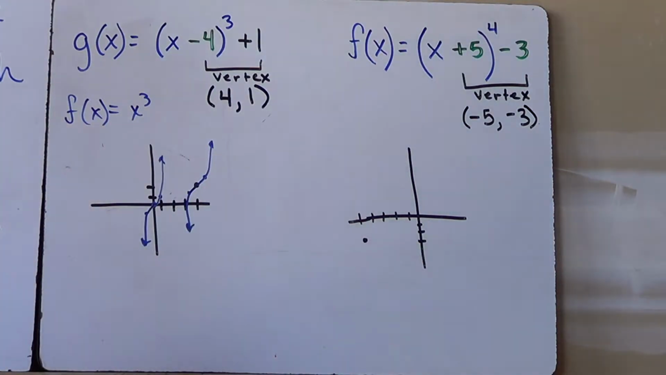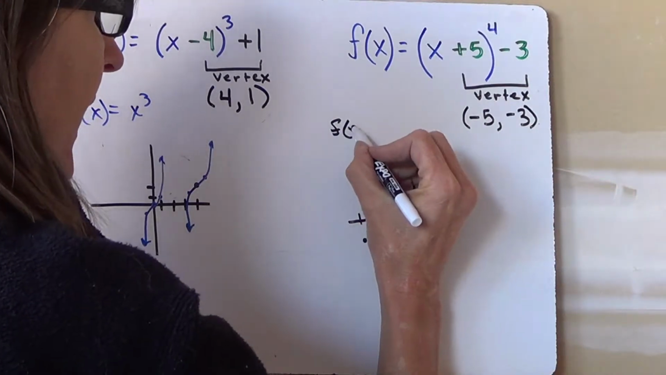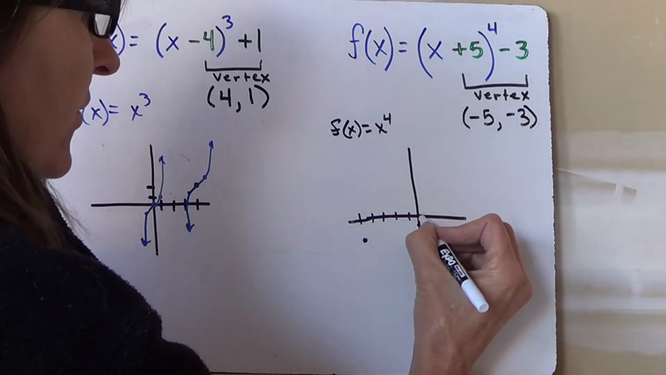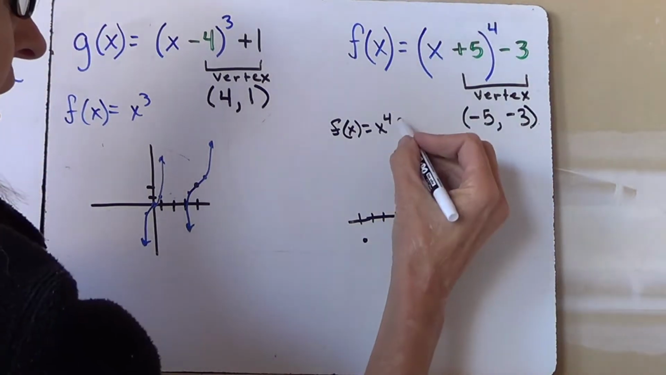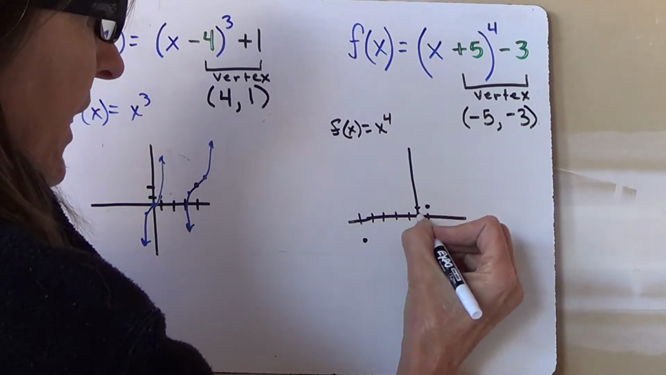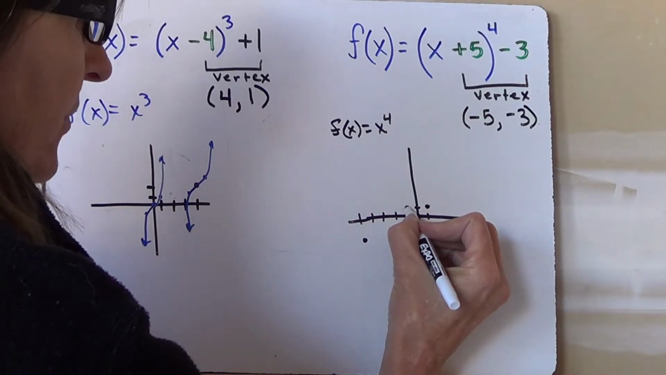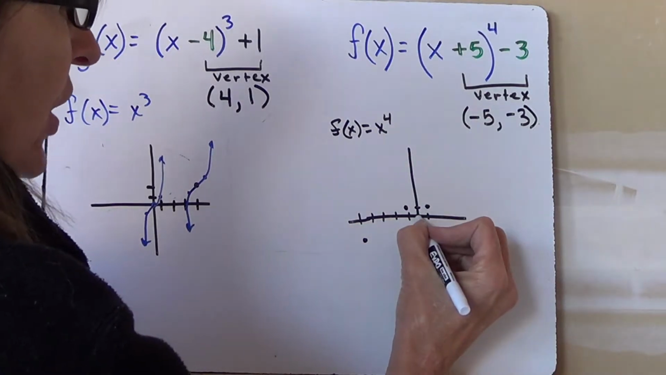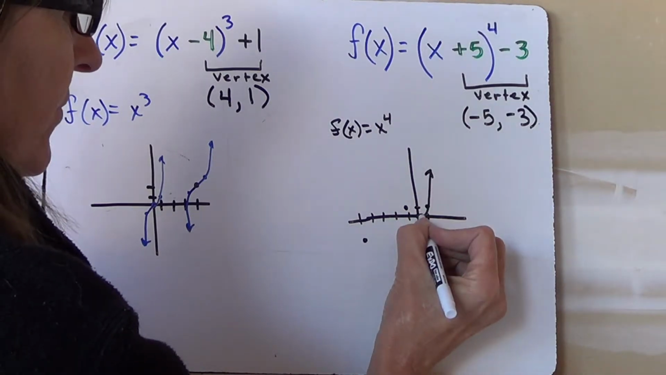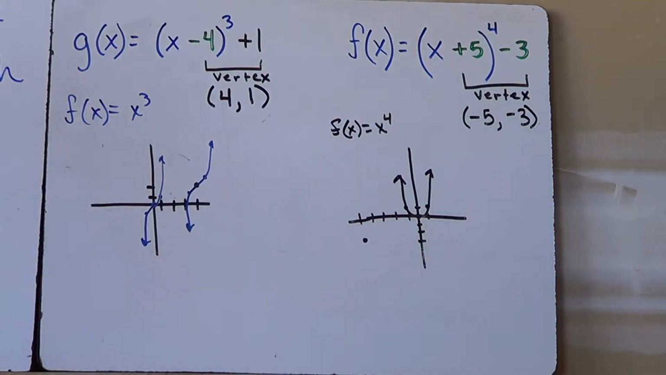Now I go to my parent function. f of x equals x to the 4th. And I know 0 to the 4th power is 0. I know that 1 to the 4th power would be 1. So I go over 1, up 1. I know negative 1 to the 4th power is positive 1 as well. And I know that it's a little bit wider in the base than the x squared was. I just know that by the behaviors. So I just kind of broaden it out there like that.